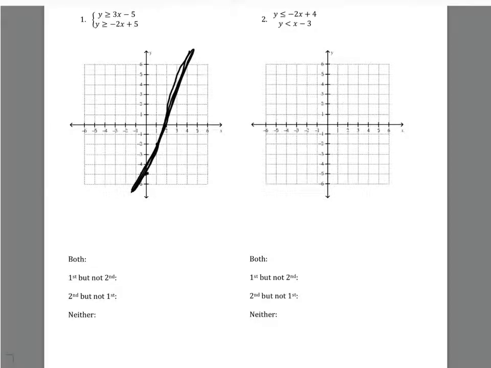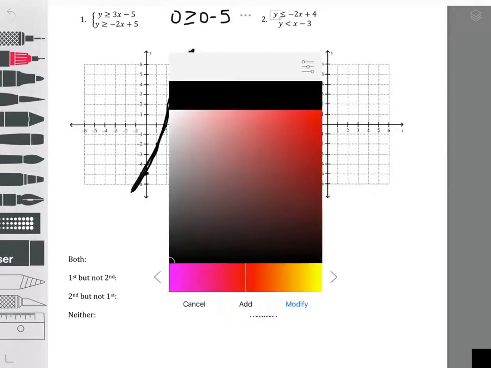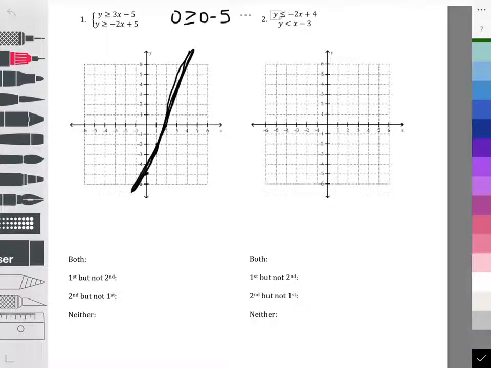Which portion do I shade? Is it going to be above the line or below the line? We practiced this in Chapter 2. I would like to use the testing point 0, 0. If I plug it in, is this statement true or false? Is 0 greater than or equal to 0 minus 5? 0 minus 5 is negative 5. So 0 greater than negative 5 is true. So for this one, I am going to shade the region that's above the borderline.